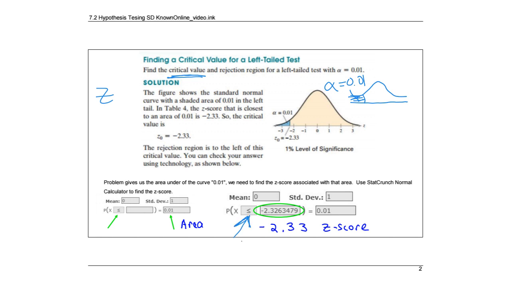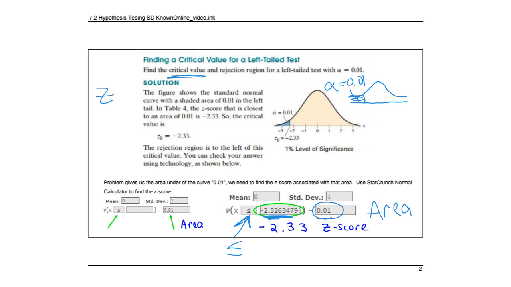We're going left, so we're going to have a less than or equal to, and then we're going to put the area in. Remember, the area is always on the right-hand side. The z-score is inside the parentheses. The area is on the right-hand side. And so we're going to put the area of 0.01 in on the right.